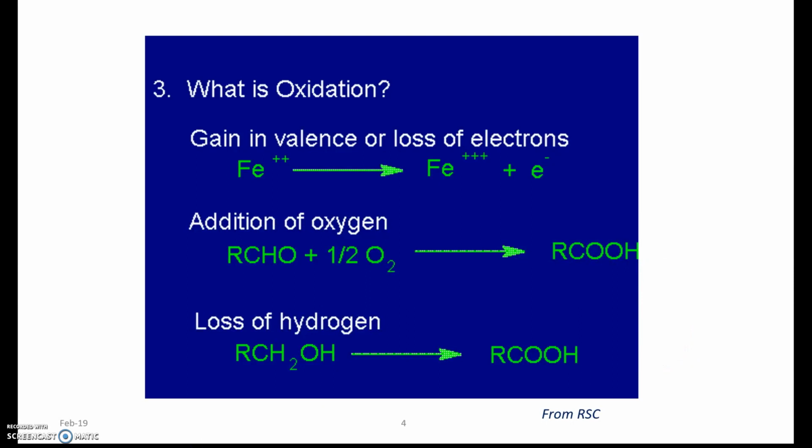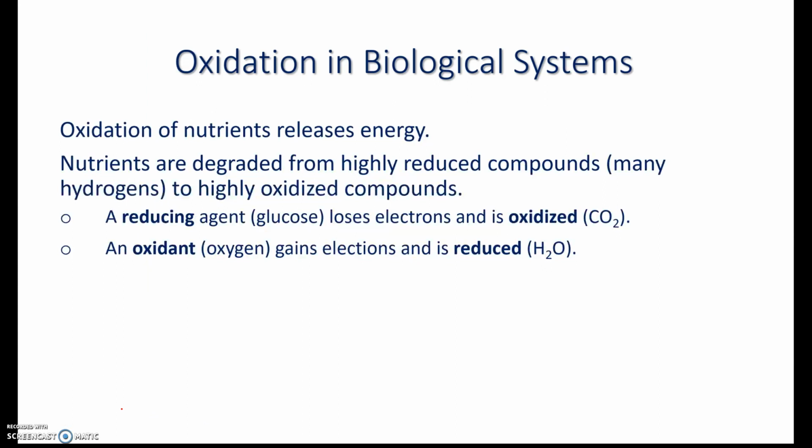Slide 3 right here is a summary of the different forms of oxidations that can be seen in biology, either gain in valence or loss of electrons, right here, or addition of oxygen, right here, or loss of hydrogens, right here. We will see oxidation in chapter 6 when we study cell respiration.